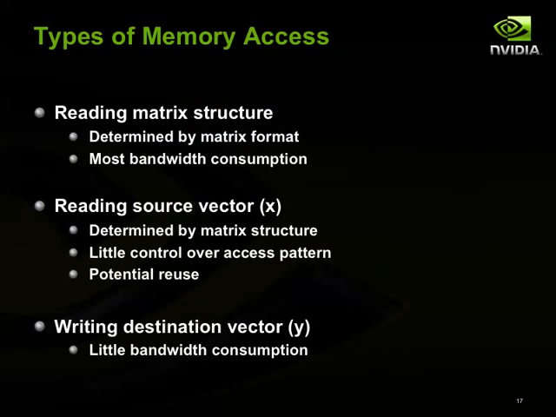Okay, so there are different types of reads and writes that we're going to do, different types of memory transactions. One type is when we read in the matrix structure itself. So if we have a CSR matrix, we have to read the row offsets, the column indices, and the values. So we have to read from those 3 arrays, and we just read from those. We never write to them.